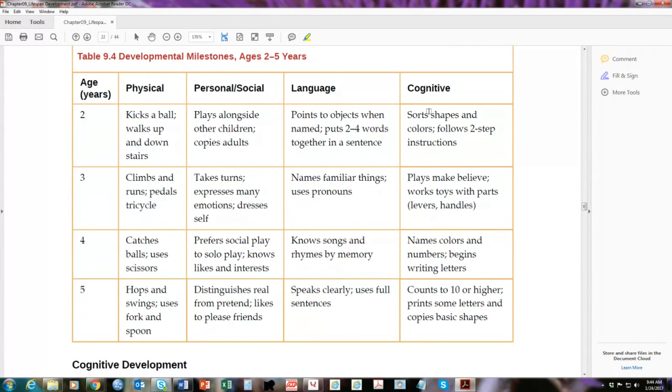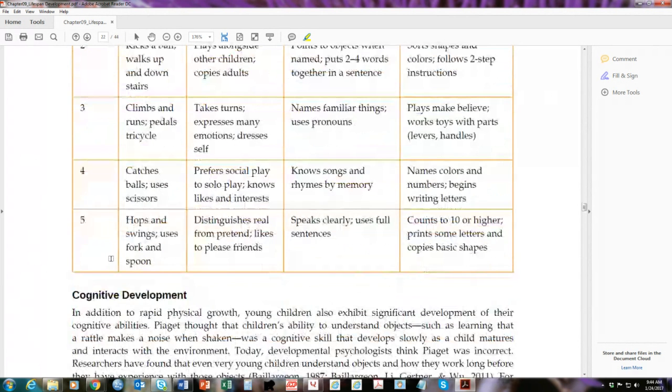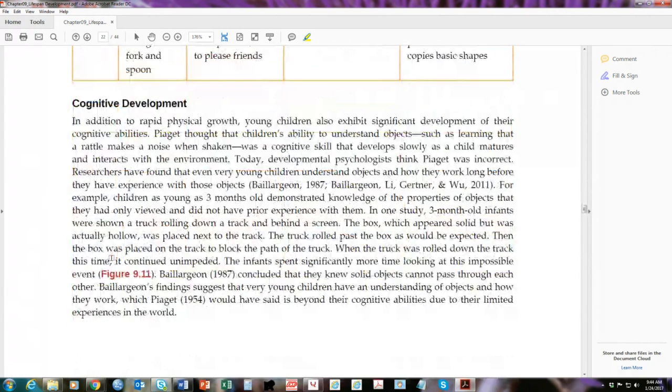Give that some attention. I'll probably ask some questions on your next exam, the upcoming exam, about some of these developmental milestones. So remember that they are in different categories, and you need to know what age they occur as well. So I'll probably ask 2 or 3 like that.